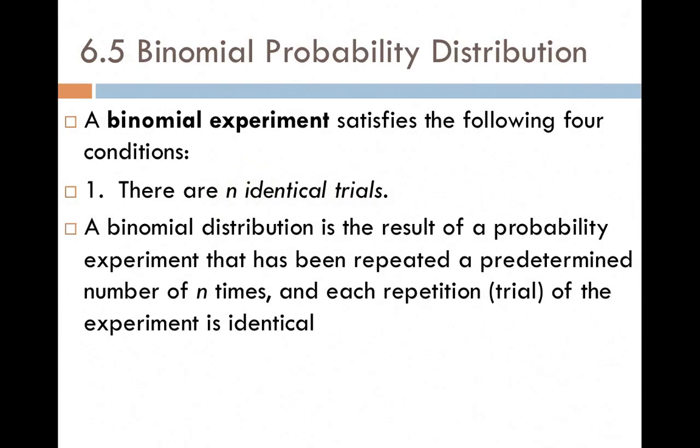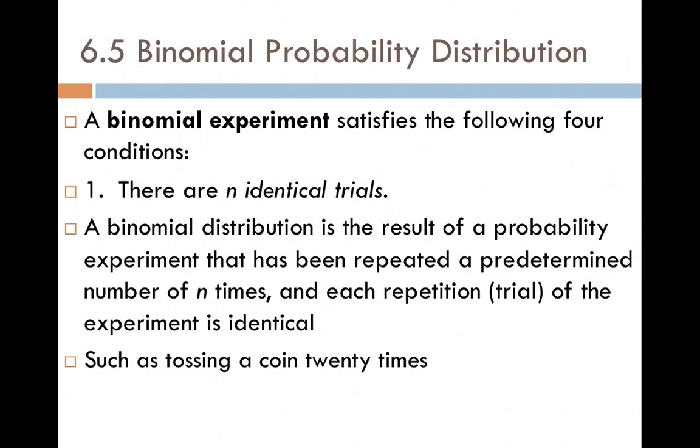A binomial distribution is the result of a probability experiment that has been repeated a predetermined number of n times, and each repetition trial of the experiment is identical. So when we flip the coin 10 times, we want to make sure that the flips are identical. And by identical, we can talk about the type of coin we're using, or the height at which we're flipping the coin, or the surface on which we're flipping the coin. We want to make the conditions for the coin flip identical every single time.